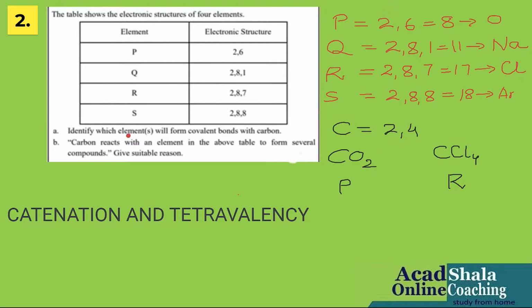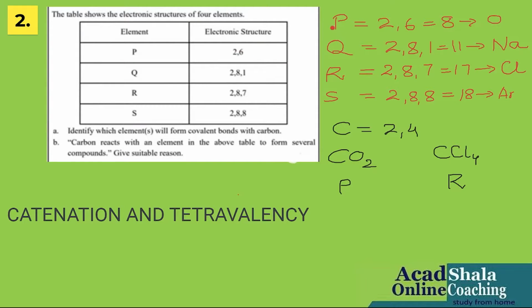Fine. Now they told us what to do. Identify which elements will form covalent bonds with carbon. So from all these 4 elements, we have to see which element or elements will form a covalent bond with carbon. First of all, I will write the electronic configuration of carbon for my reference. Atomic number is 6, so EC becomes 2,4. Now I know the meaning of covalent bonds: sharing. And I also know ionic bonding: transfer of electrons.